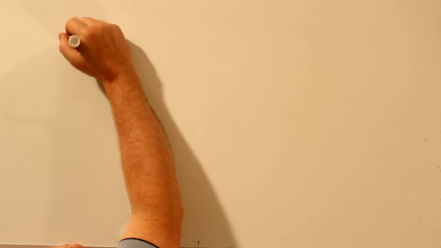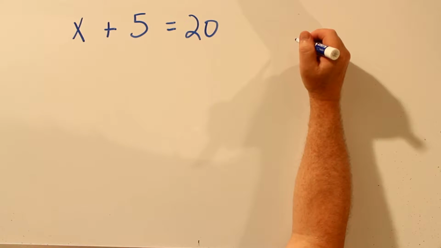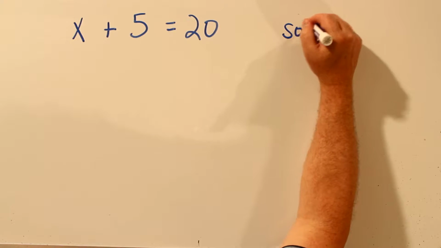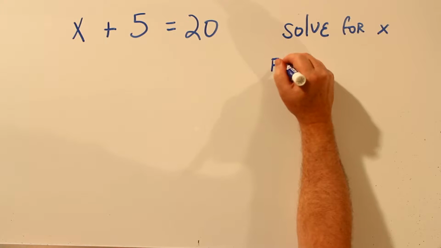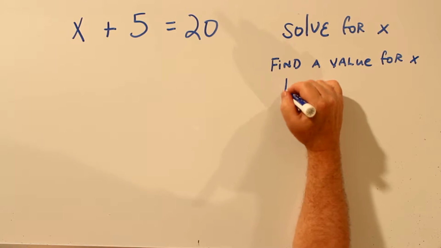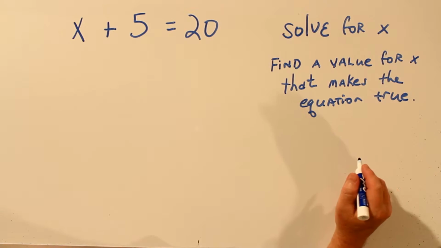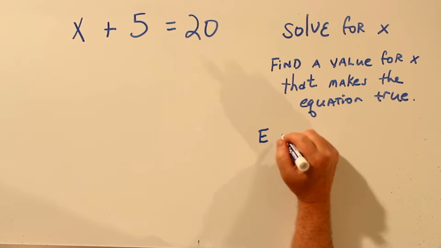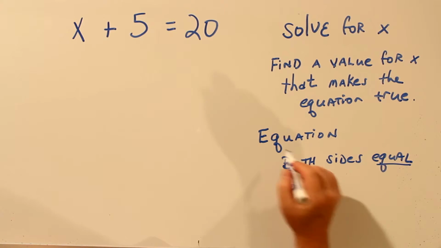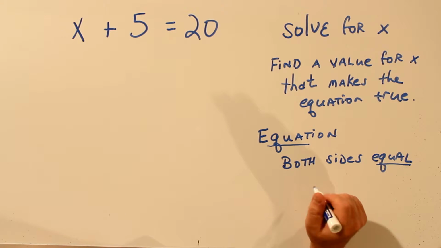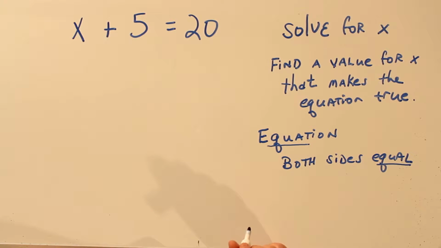When you have a variable in an equation, like x plus 5 equals 20, in order to find out what the value of x is, we call that solve for x. Solving for x means find a value of x that makes the equation true. What do we mean by making the equation true? Well, an equation means both sides of the equation are equal. See how the word equal is in the word equation? Both sides of the equation have to be equal in order for the equation to be true.